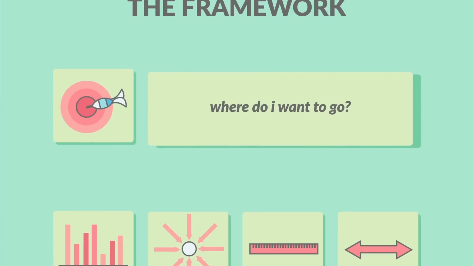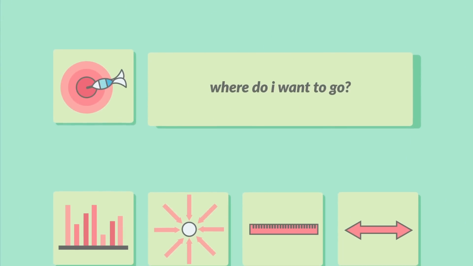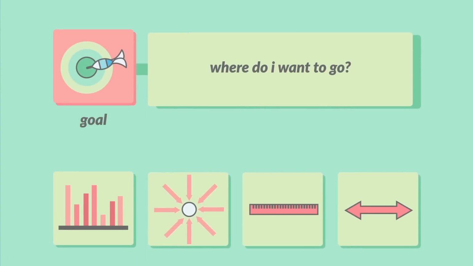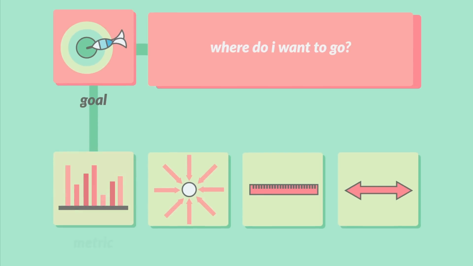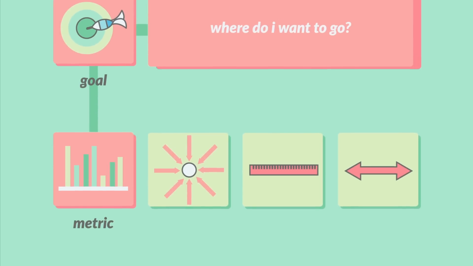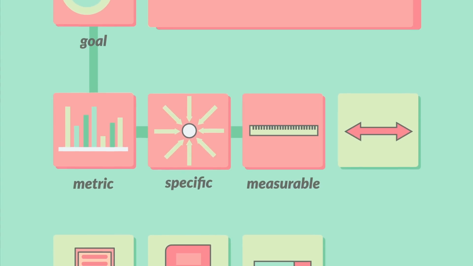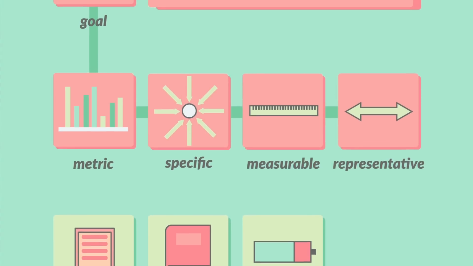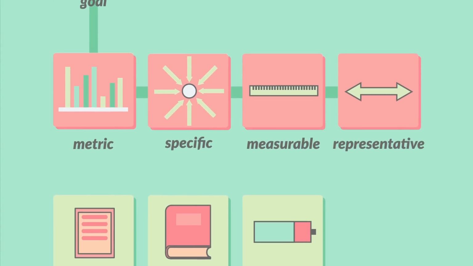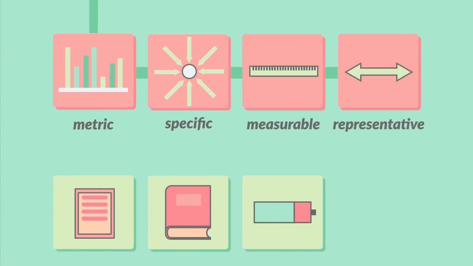So here's a summary of the framework I use to get unstuck. I start by picking a goal. I need to know where I want to go. Then I pick a key metric, and I ask myself if the metric is specific, easy to objectively measure, and representative of true progress towards my goal. If it doesn't meet this criteria, I need to pick a new one.